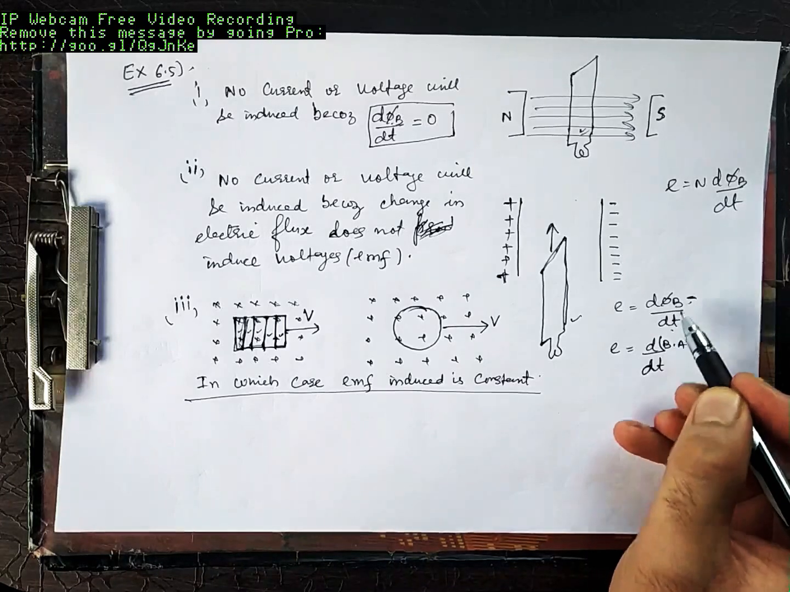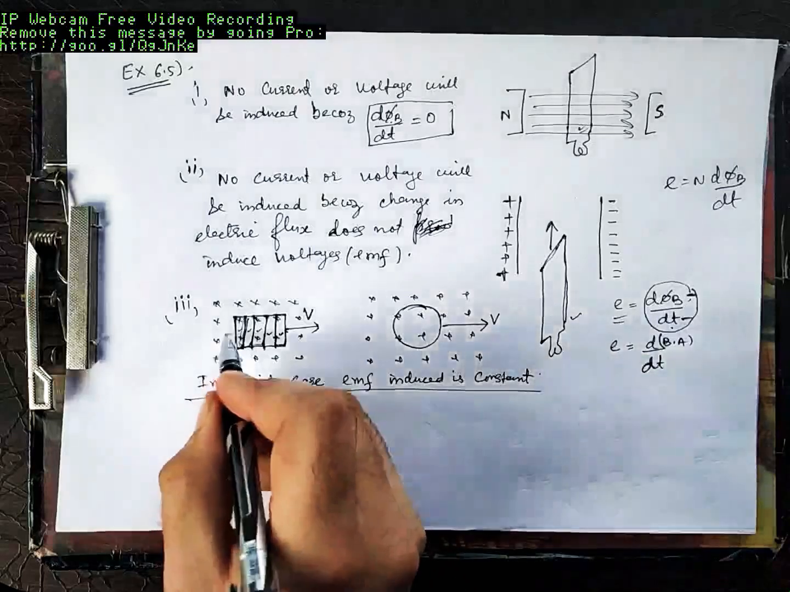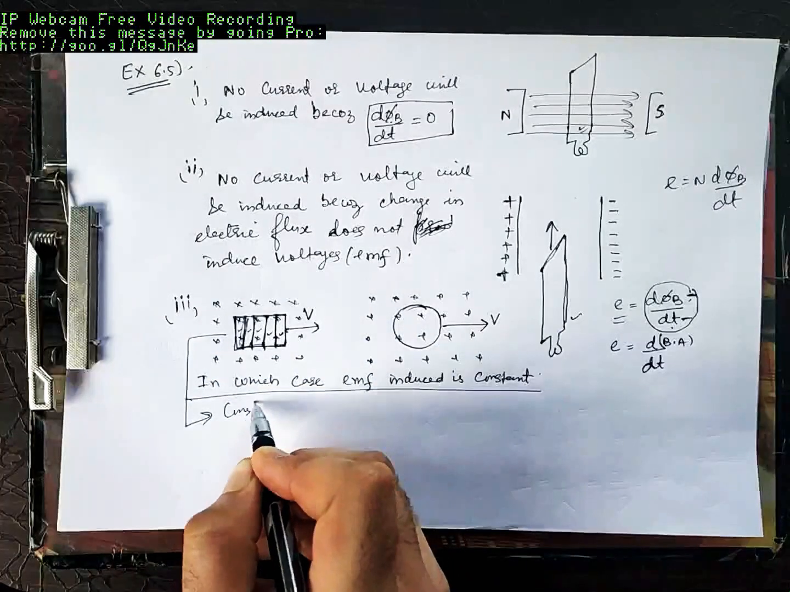So d phi by dt is the same in all the cases. So E will be constant. Here, constant EMF will be induced.